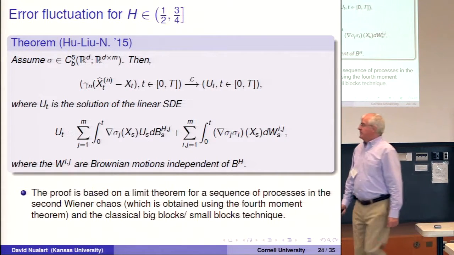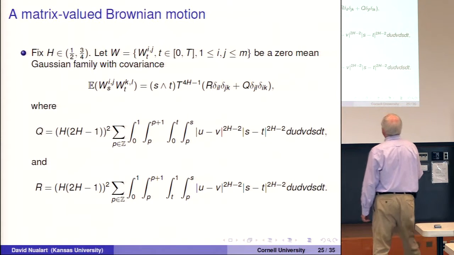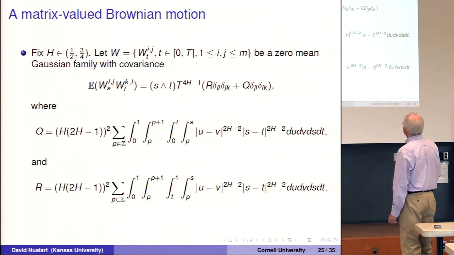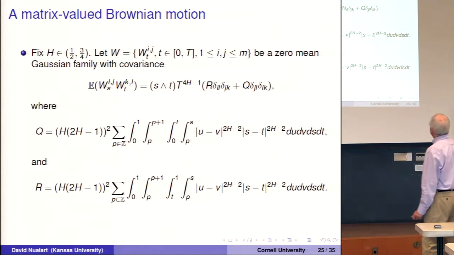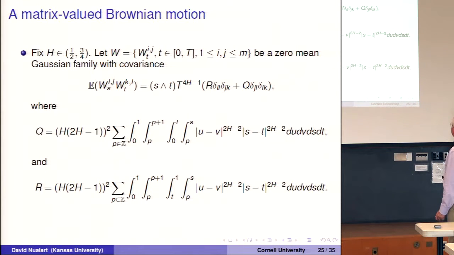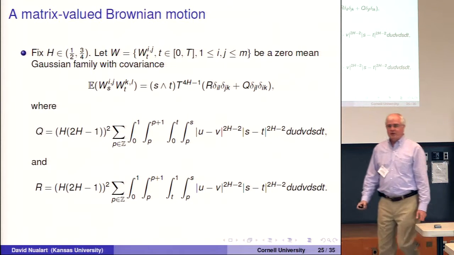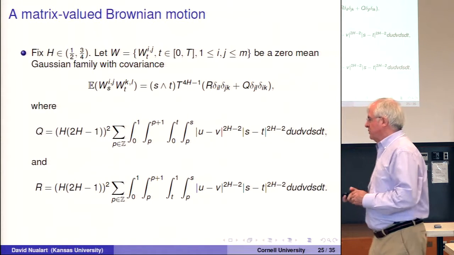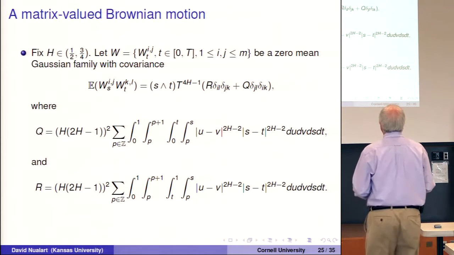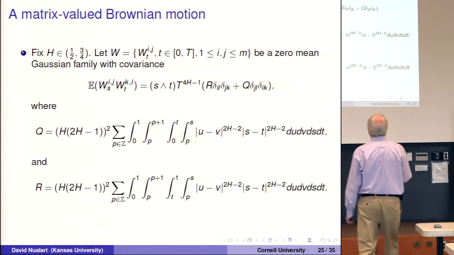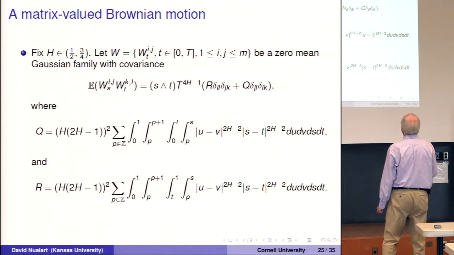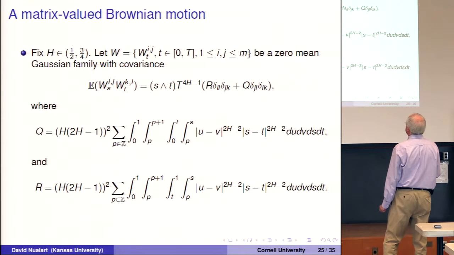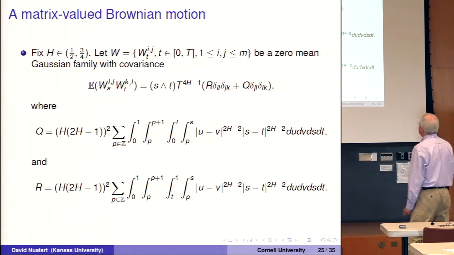Okay? So this matrix valued Brownian motion, here it is. First, let's assume that H is strictly less than 3/4. And then that's the Brownian motion. It has a covariance which is a little bit complicated, and it depends on two quantities, Q and R, which are given by this series of integrals. Unfortunately, we haven't been able to obtain an analytic formula for these constants. Okay? And here you have delta IL, delta JK, delta JL, delta IK. So it's a very complicated matrix valued process related to these constants.